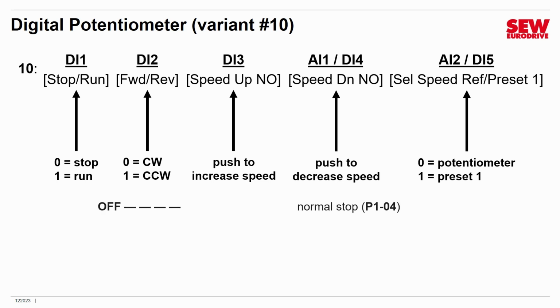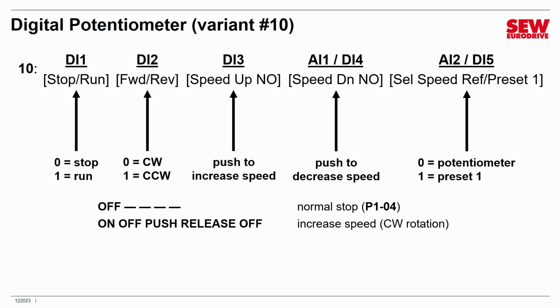Let's look at a few examples here. If digital input 1 is off, doesn't matter what the other settings are, the VFD will come to a normal stop using the ramp in parameter 1-04. Now, if digital input 5 is off, that selects digital potentiometer mode. If you turn digital input 1 on, it enables the VFD. Digital input 2 selects clockwise rotation. And if you push digital input 3, it will increase the speed.